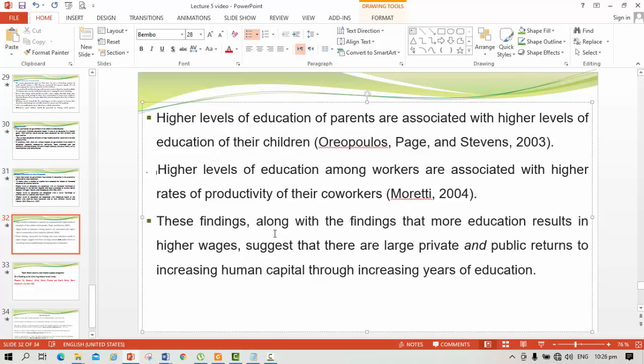These findings, along with other findings that more education results in higher wages, suggest that there are large private and public returns to increasing human capital through increasing years of education. It means an increase in education leads to an increase in productivity. That is the reason that states should invest in education.